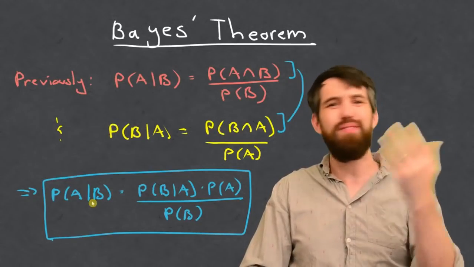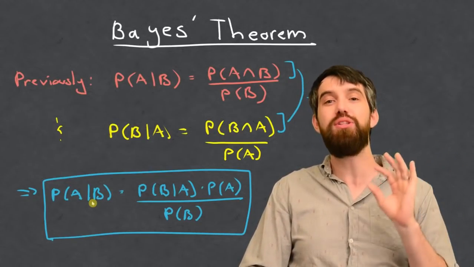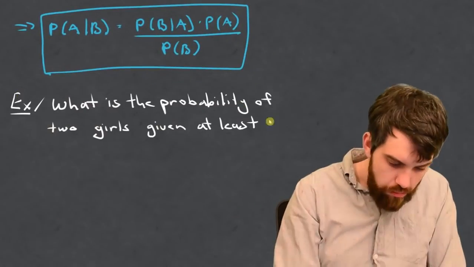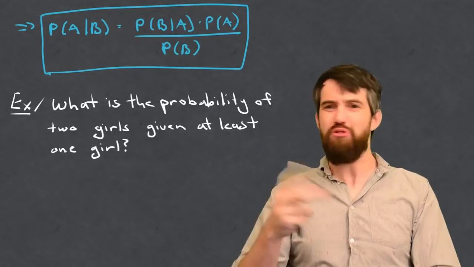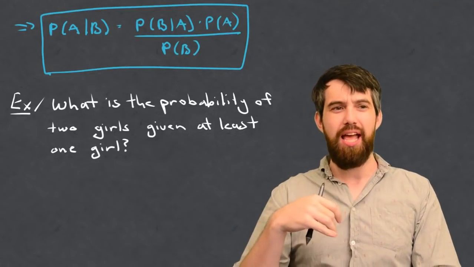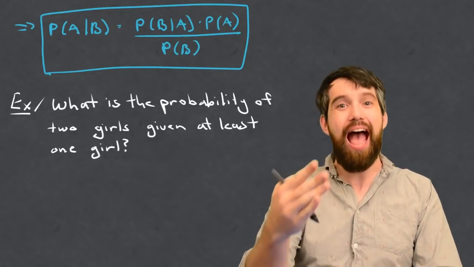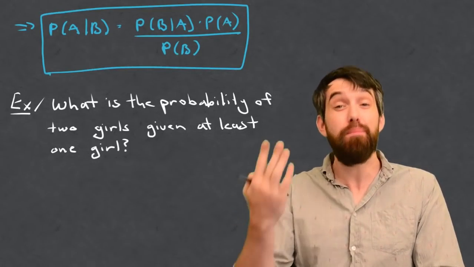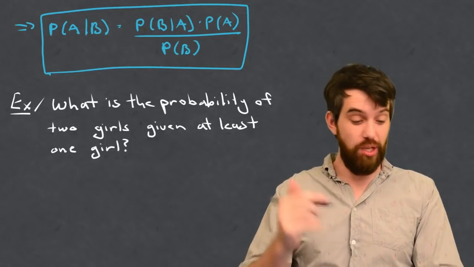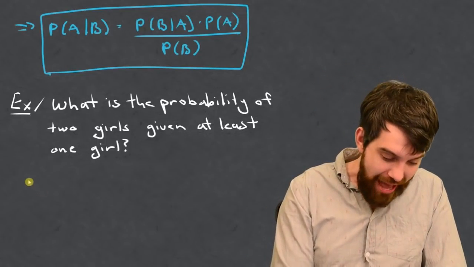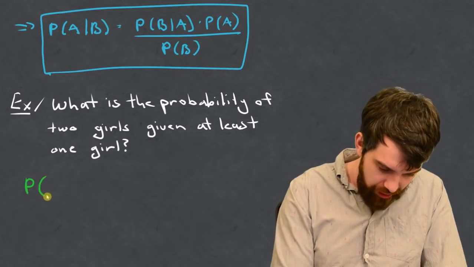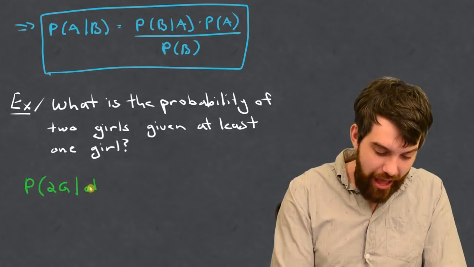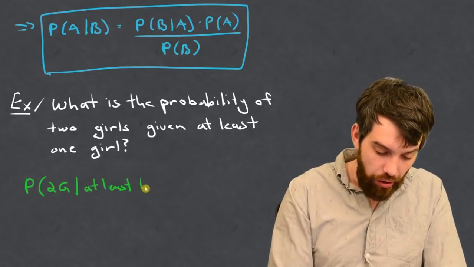So let's look at an example we've seen before in the previous video, but investigate it in the context of Bayes' theorem. The example was: if you have a couple with two children, and you're told that at least one of those children is a girl, what's the probability that both of the children are girls? So let's plug this into the formula. I want to know the probability of two girls, given that we have at least one girl.